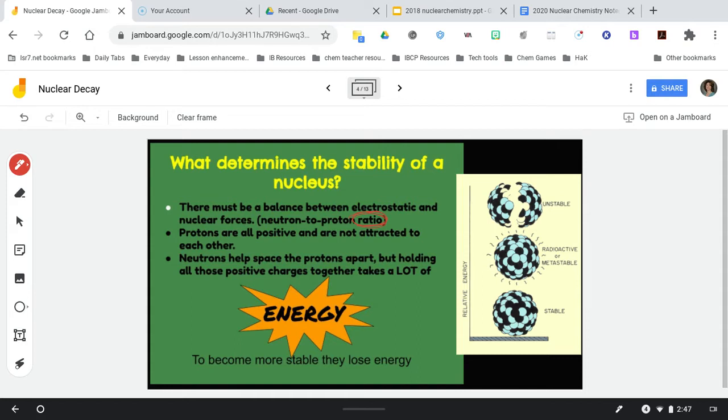Think about what you know about protons and neutrons already. Protons are positively charged. Okay, and if you've ever played with magnets or learned anything about magnets, you know that magnets have two ends.